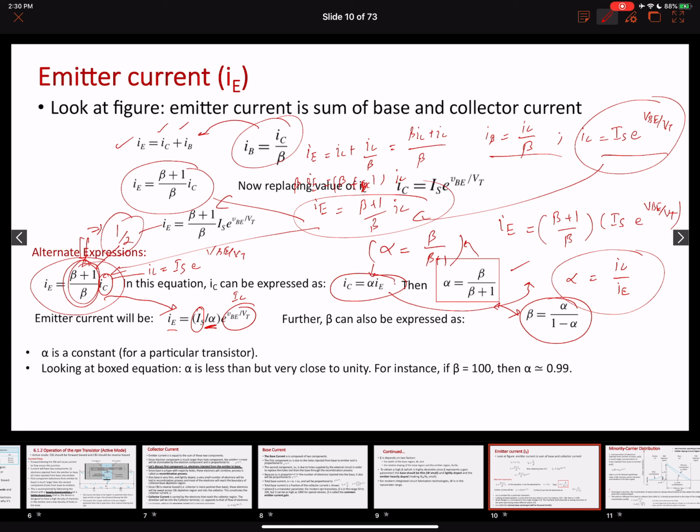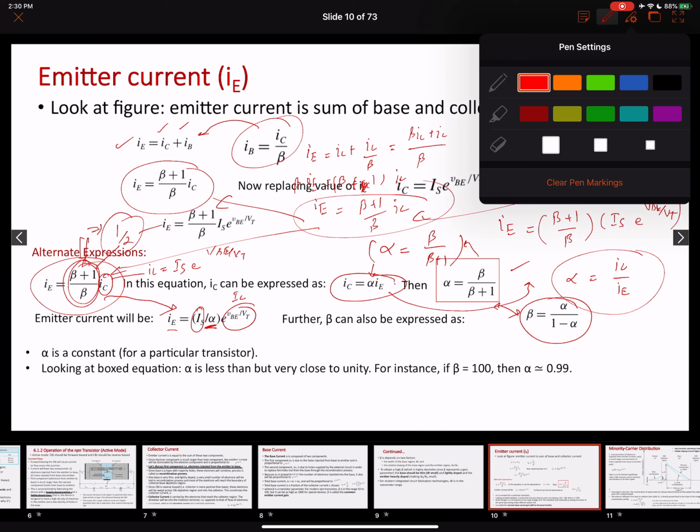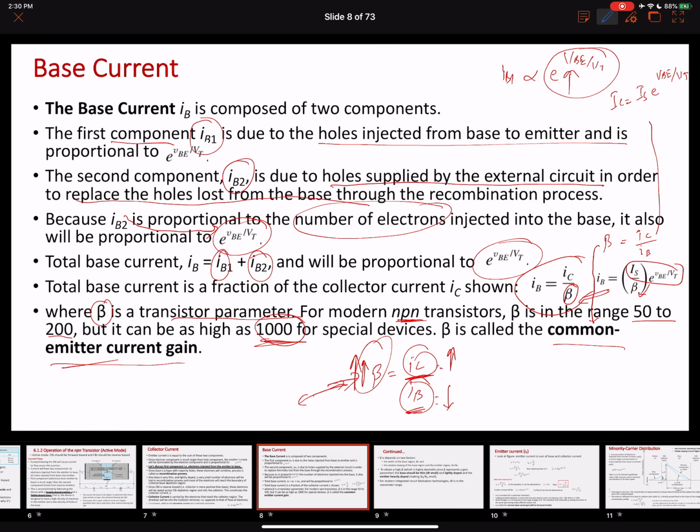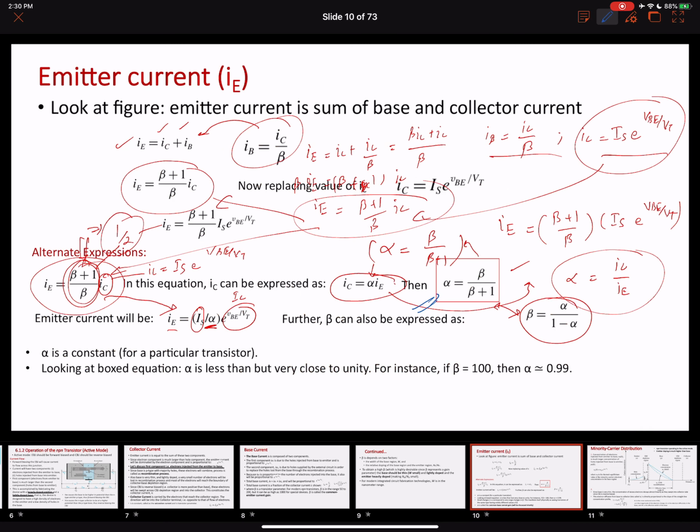Another thing over here, if you look at this equation, the value of alpha is always going to be very close to unity. Why? Because betas are usually very large. In the last slide, we saw that beta is anywhere from 50 to 200 and sometimes even 1000. So if you have a very large value of beta, then the ratio of beta to beta plus 1 will be very, very close to unity. For example, if beta is 100, then 100 over 101 equals 0.99. So alpha will be almost equal to a unity factor.